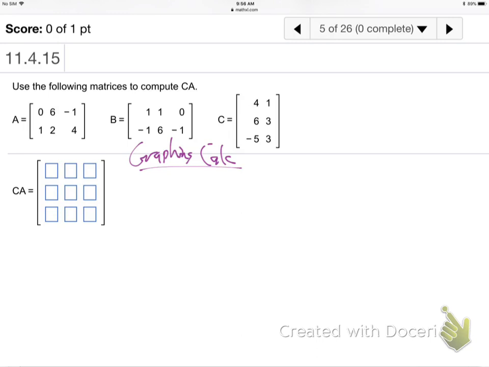All right. What size is matrix A? It's a 2 by 3, isn't it? 2 down, 3 across. So hit 2, enter, 3, enter. And it sets up a 2 by 3 array for you. Type in the numbers. Just hit enter every time. 0, 6, negative 1, 1, 2, 4. That is matrix A right there.